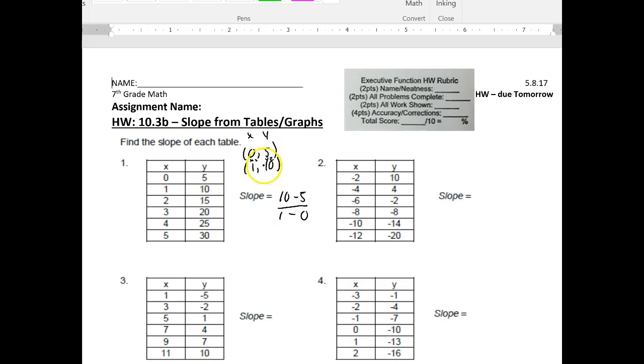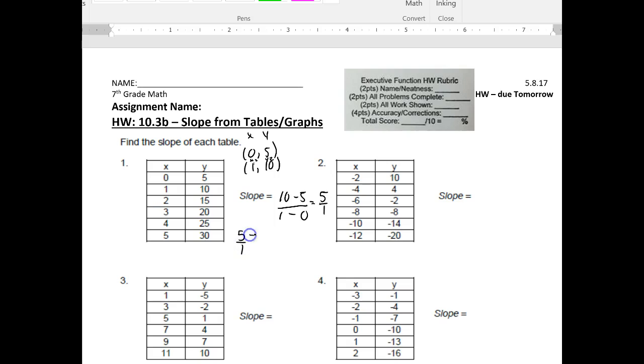The second number's on top, followed by the second number's on bottom: y values on top, x values on bottom, making sure that if I subtract y2 minus y1, I have to subtract x2 minus x1. So when I do this, I get 5 over 1, which is a slope of just 5 over 1.